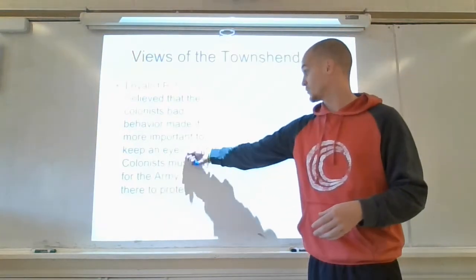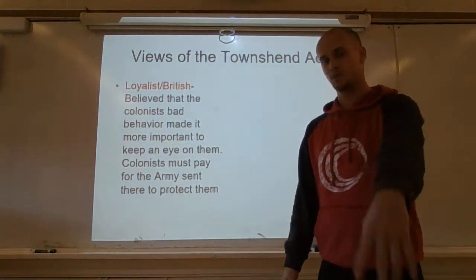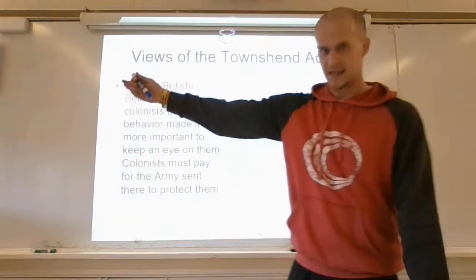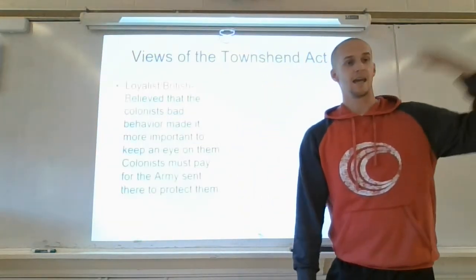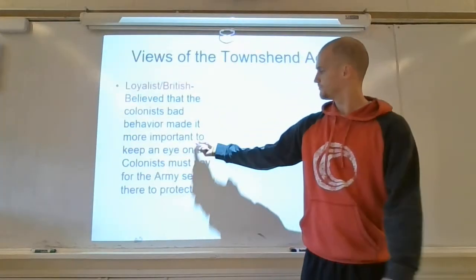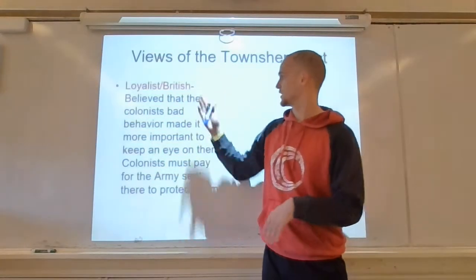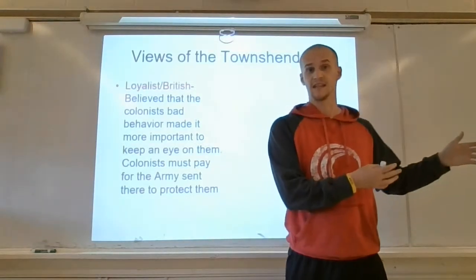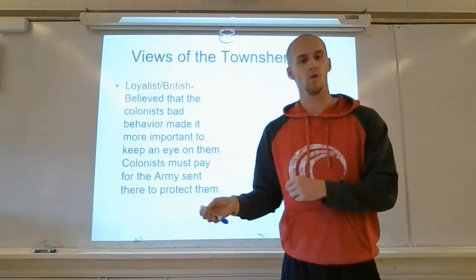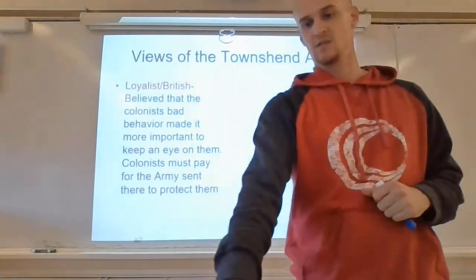And so, as a result, the colonists needed to pay for that army that was sent there to both watch them and protect them. And that was because the colonists refused to follow the proclamation. So they're still getting in conflicts with the Native Americans. They kept trying to smuggle goods from the Stamp and the Sugar Act. So these troops had to be there to make sure that smugglers were taken care of. And so the Loyalists and British believed that King George sending those extra people over here was a necessity. And it was as a result of the colonist behavior. And that is why the Townshend Act took place.